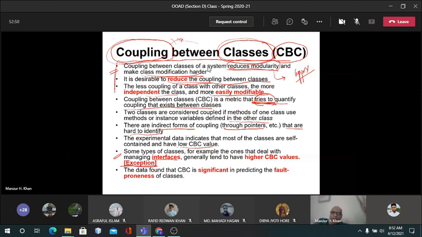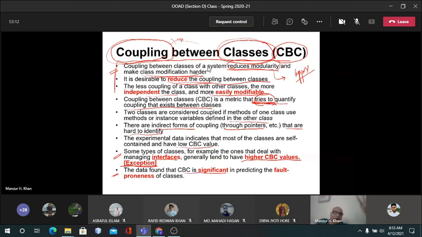But it is a fact that interface classes will have higher CBC value because they need to maintain links with many components. And finally, their data suggested that it is significant in predicting fault proneness of a class.